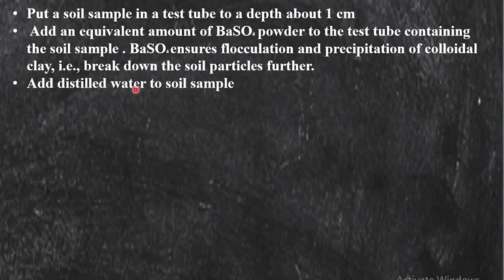Then you add distilled water to the soil sample. It is important to add distilled water because distilled water does not contain any dissolved substances. Therefore, it will not affect the pH of the soil which you are testing. Remember, distilled water is free from dissolved substances. Otherwise, ordinary water from the tap has some substances dissolved in it, and that may affect the results of the experiment.